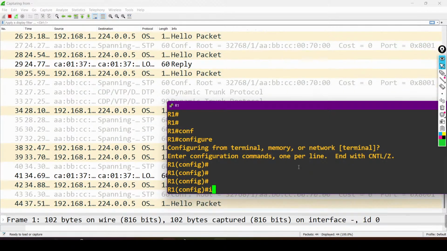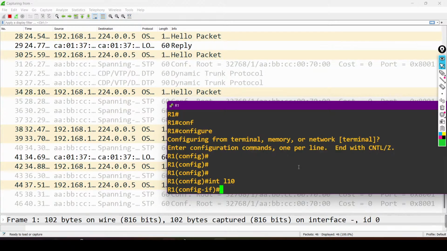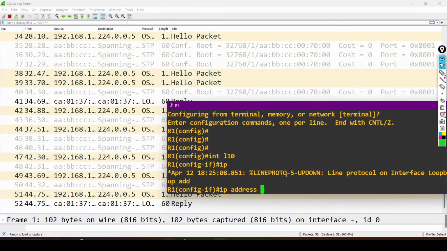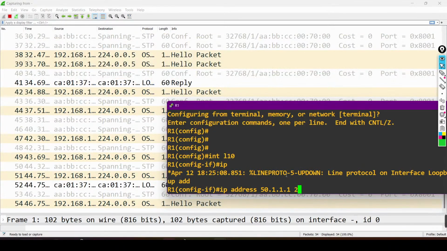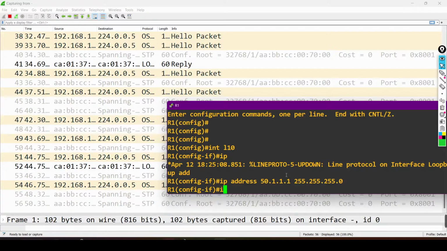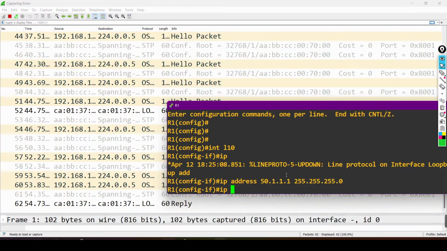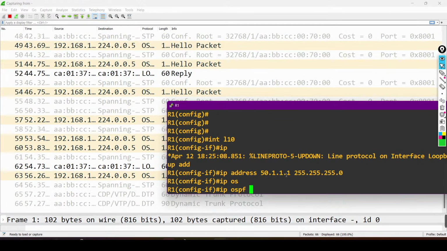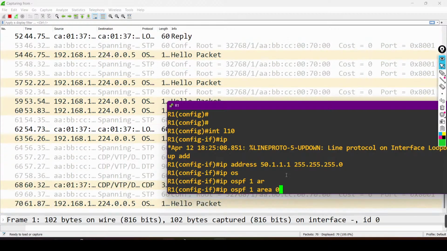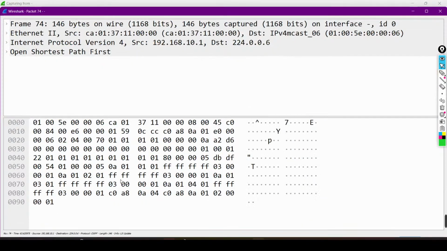So I am going to add one network over here. Interface, let's say loopback 10. What IP address do I need to configure? Let's say 50.1.1.1, 255.255.255.0. Okay, and I am going to advertise this loopback in OSPF, so ip ospf 1 area 0. So it will generate one LSA 1.